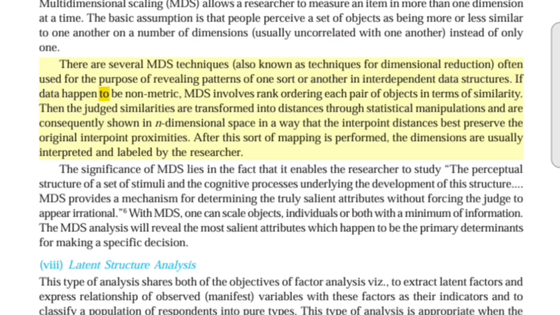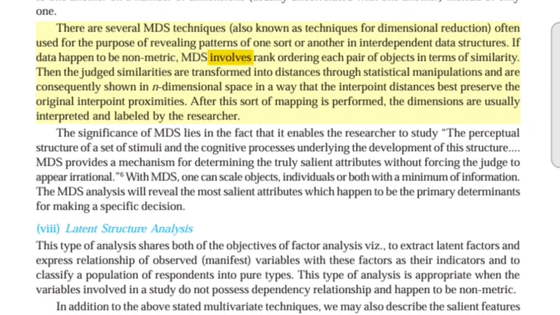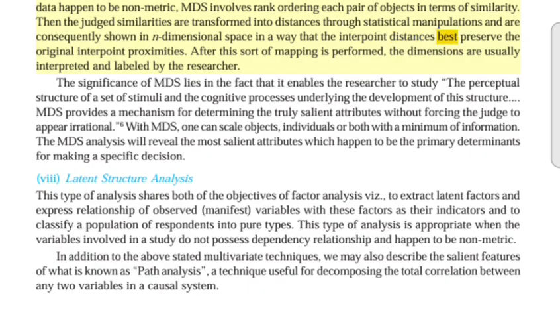If data happen to be non-metric, MDS involves rank ordering each pair of objects in terms of similarity. Then the judged similarities are transformed into distances through statistical manipulations and are consequently shown in n-dimensional space in a way that the interpoint distances best preserve the original interpoint proximities. After this sort of mapping is performed, the dimensions are usually interpreted and labeled by the researcher.